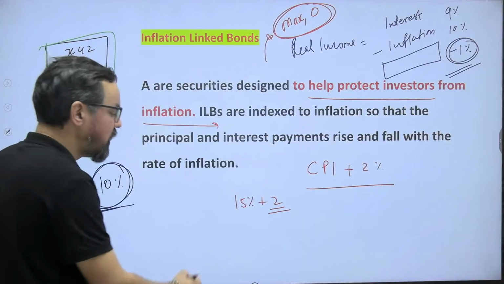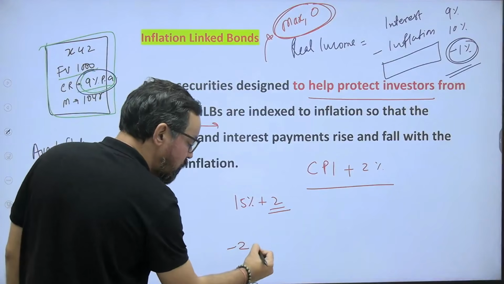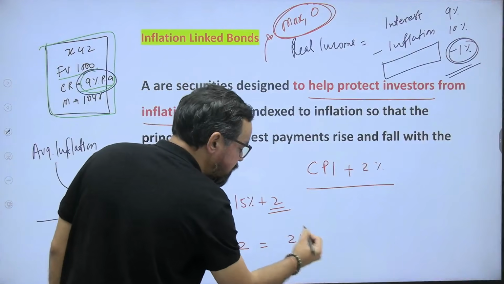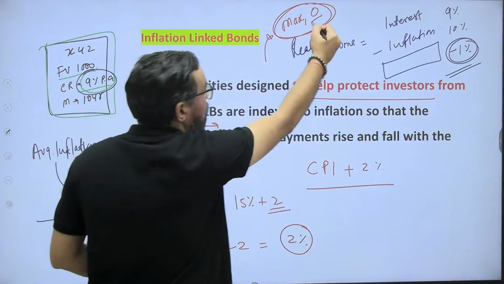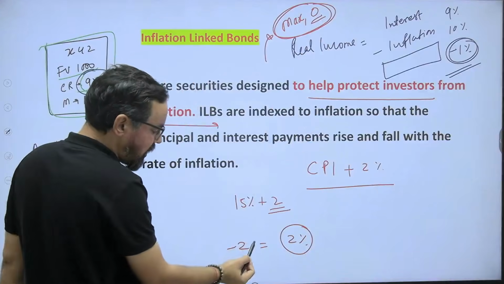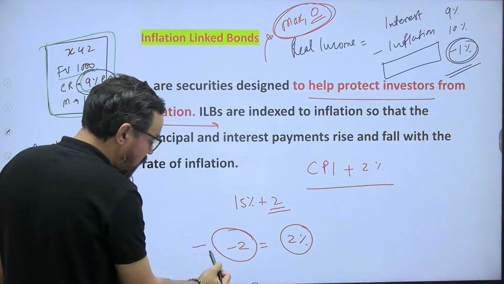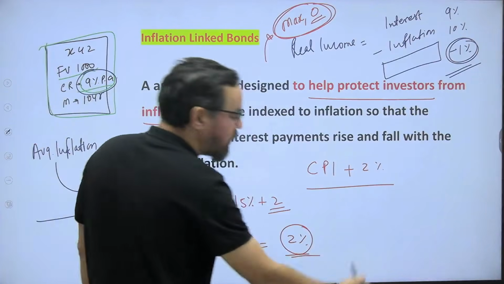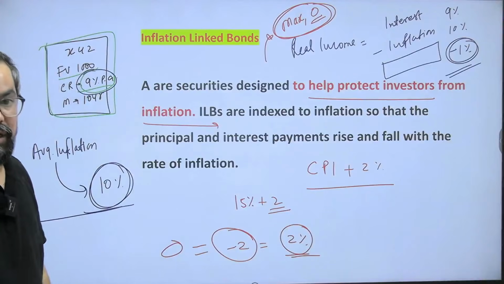So let's say inflation is minus 2%, you will still get 2% of return because we have to follow the max or zero. So we will consider inflation as zero and we will get this rate of return. So that is an inflation linked bond, right?